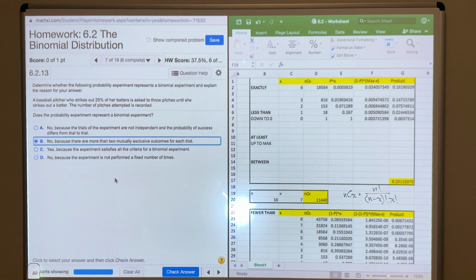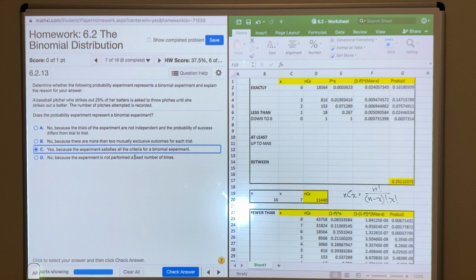No, because there are more than 2 mutually exclusive outcomes for each trial. That's not the case. You either hit the ball or you strike out. So I think that this is probably okay. We do have 2 mutually exclusive outcomes. You either hit the ball or you strike out. So I think that's okay. Yes, because the experiment satisfies all the criteria for a binomial experiment.